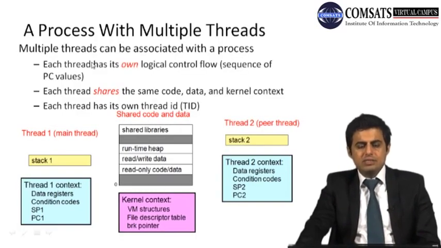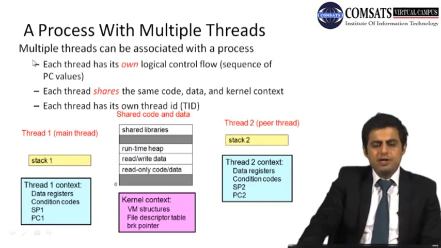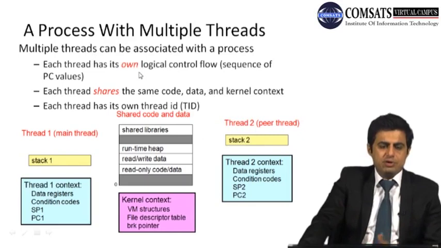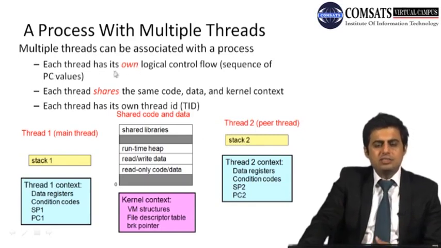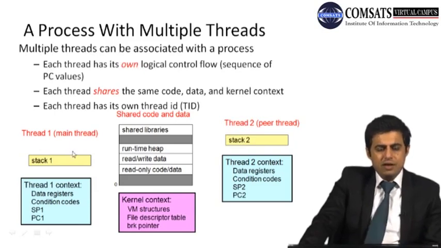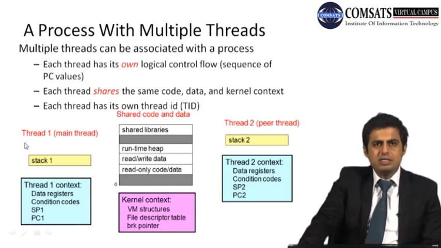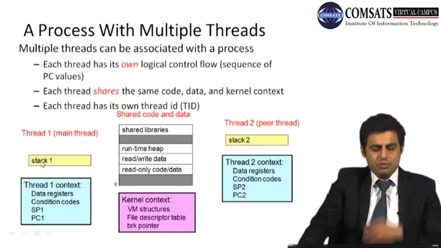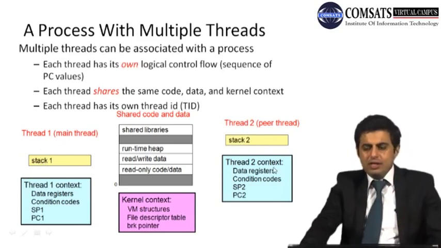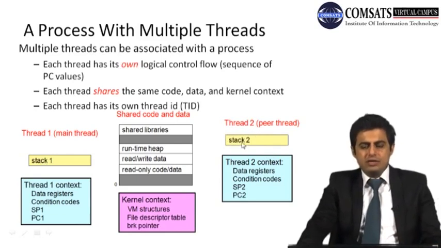اچھا اب اگر ہم اس سسٹم کو دیکھیں کہ جب ملٹیپل تھریڈز ہوں تو یہ کیسا دکھتا ہے۔ Multiple threads can be associated with a process. Each thread has its own logical control flow, sequence of PC values. For example, جس طرح میں نے لاسٹ لیکچر میں بھی آپ کو بتایا کہ تھریڈ 1 ہے مین تھریڈ، there could be thread 2 which is the peer thread. So thread 1 has got its own stack which is stack 1, let's call it stack 1. Thread 2 کا let's call it stack 2.